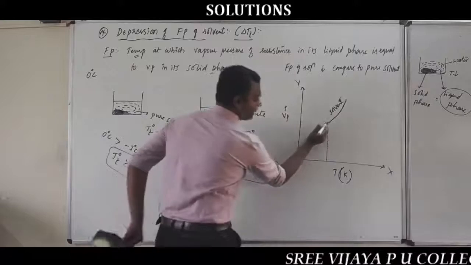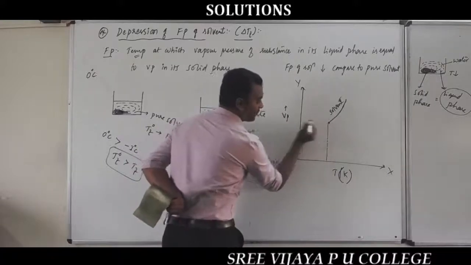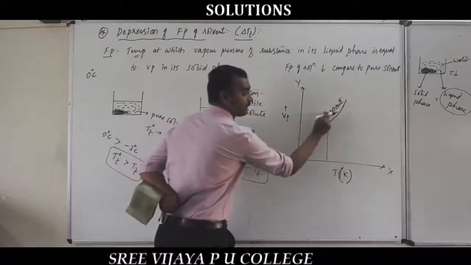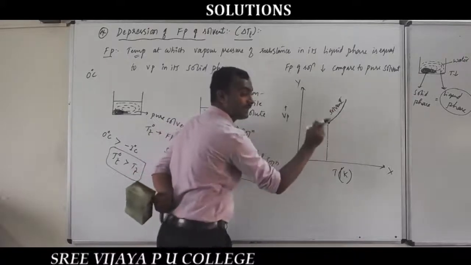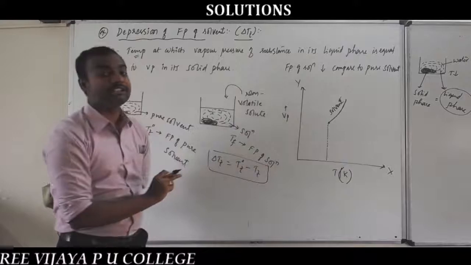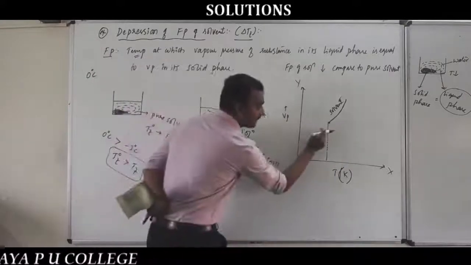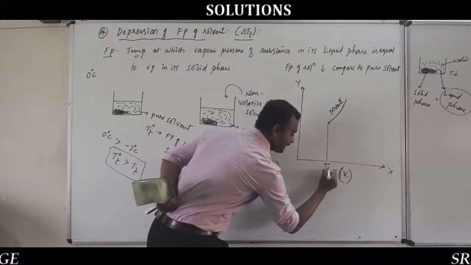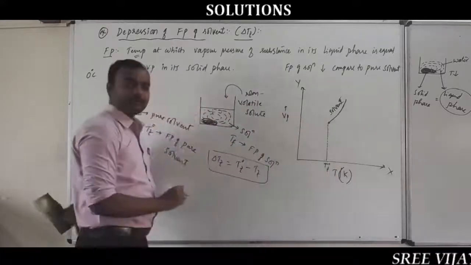So now at this temperature what happens? The vapor pressure of the solvent in its liquid phase becomes equal to the vapor pressure in its solid phase. That temperature is called the freezing point. For the pure solvent, that is T0F, the freezing point of the pure solvent.